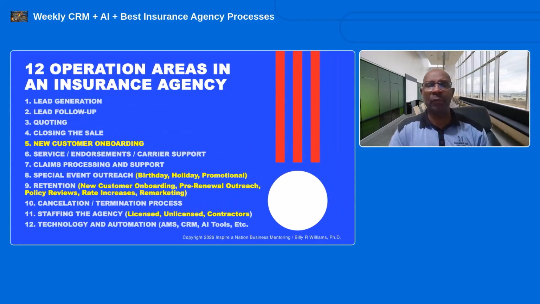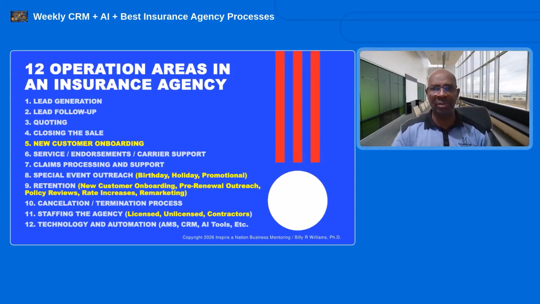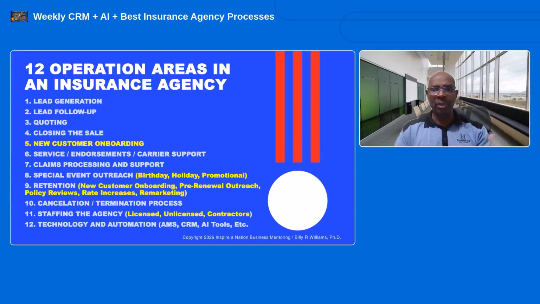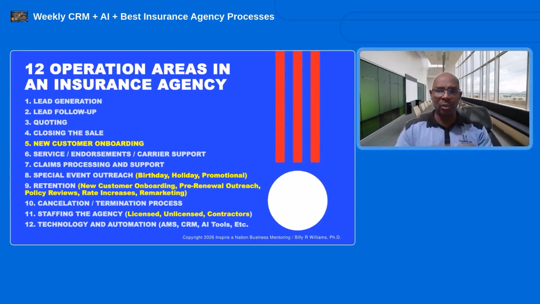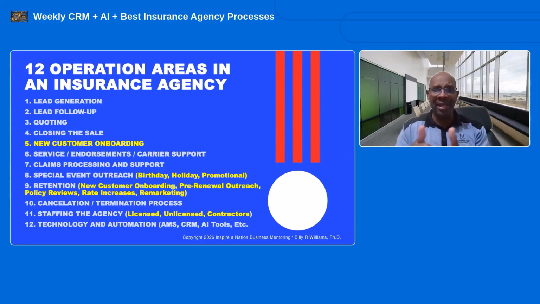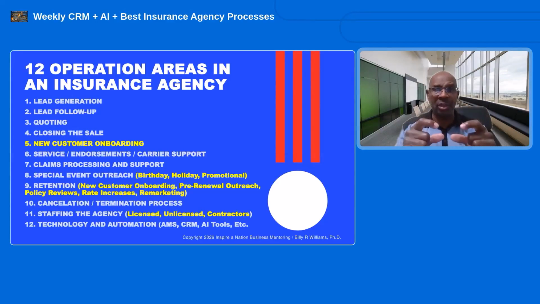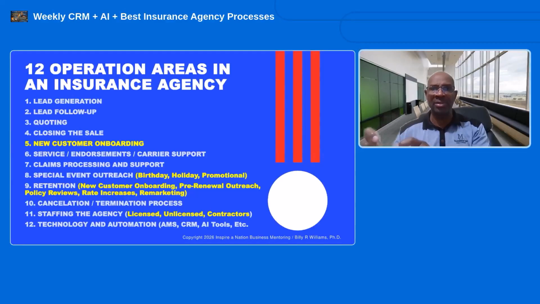So the first thing I want to go over is, what are the 12 areas of operating an insurance agency? I know I go over this each week, but I just want to remind you, you have lead generation, lead follow-up, quoting, closing the sale, new customer onboarding, service, which includes endorsements and carrier support, claims processing, special event outreach, such as birthdays, holidays, anniversaries, things like that. You have retention, which is where most of our wealth is built in an insurance agency. New customer onboarding, the first start of retention. Pre-renewal outreach, policy reviews, rate increases, and then remarketing. You have your cancellation termination process.